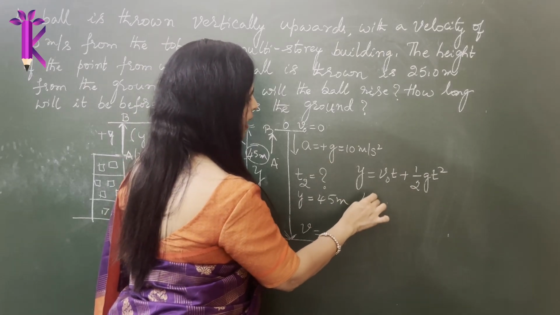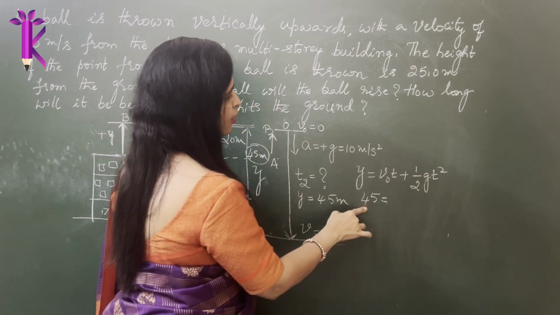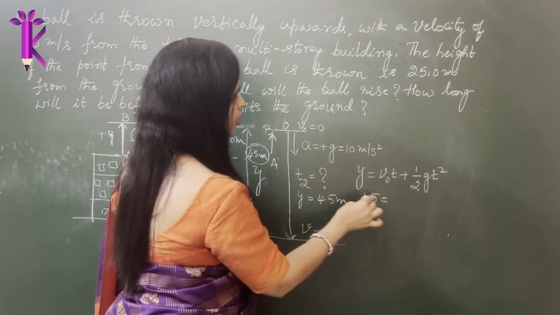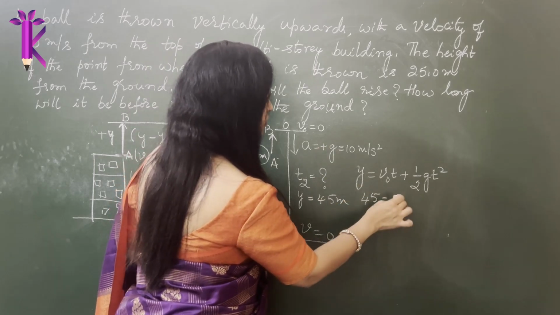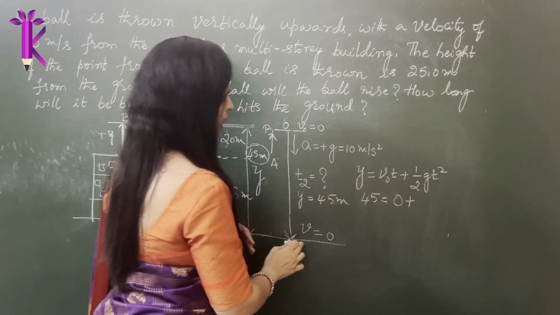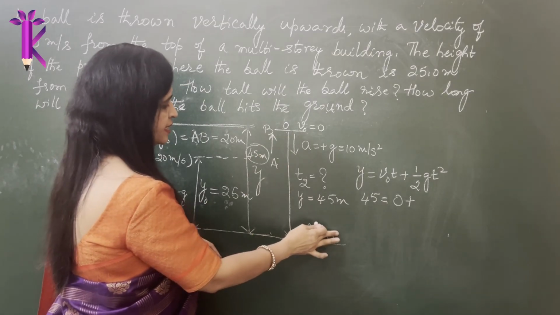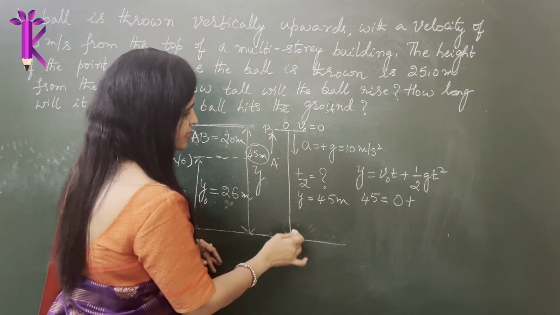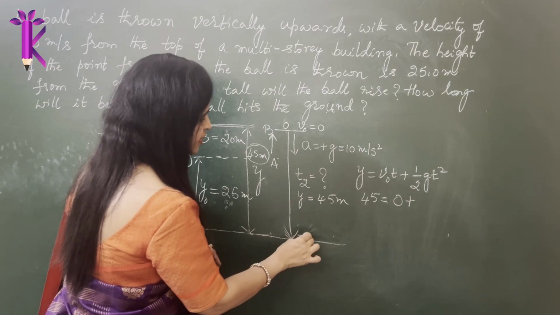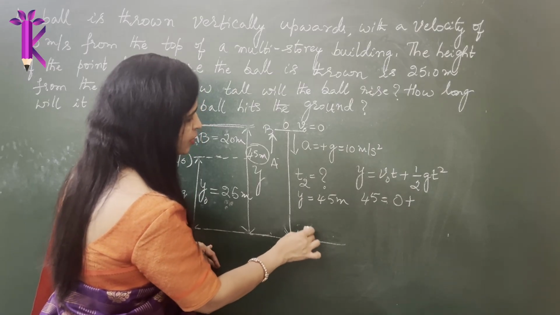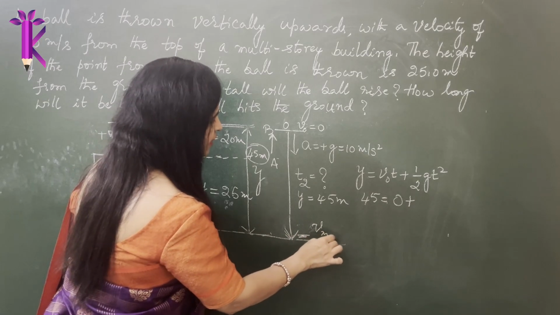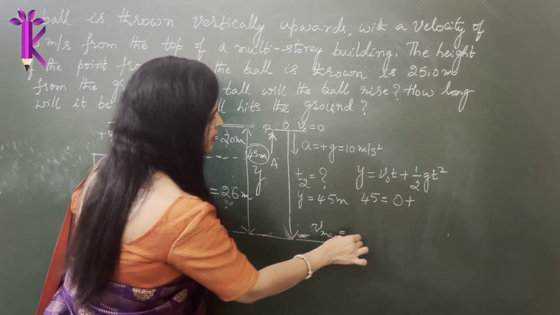The total height traveled y is 45. How much is v naught? v naught is 0. It starts with a velocity of 0, right? Since they have asked for the time before reaching the ground, we will not use the final velocity, because just before it hits the ground, it will have some speed. It will definitely have some value and that will be maximum.